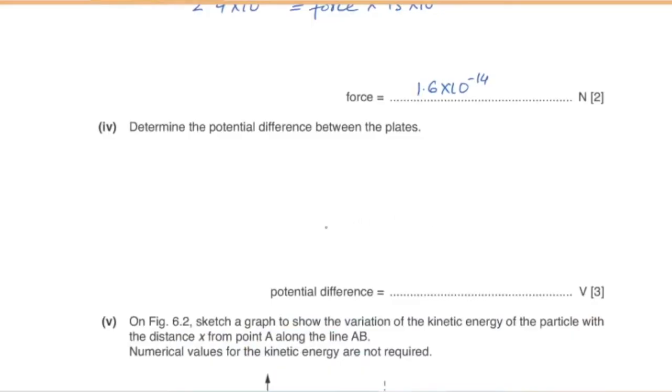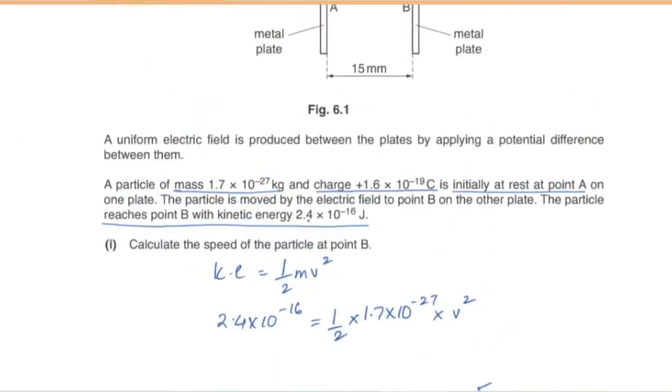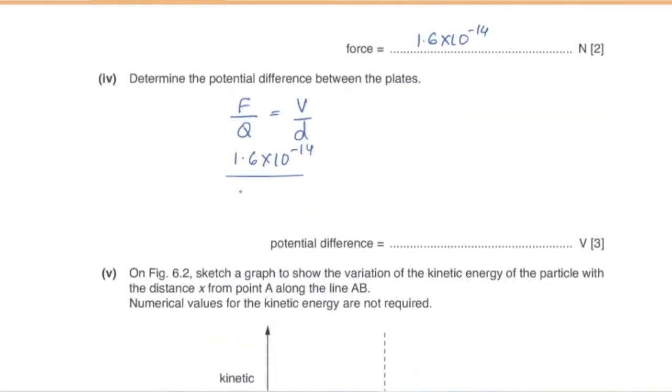Part 4, determine the potential difference between the plates. Now, since we know the electric force exerted on the particle, its charge, and the distance between the charged plates, we can equate the equations. So the electric force divided by charge is equal to the voltage divided by the distance between the plates. The force is 1.6 × 10^-14. The charge of the particle is 1.6 × 10^-19. The voltage is what we have to calculate, and the distance is 15 millimeters, so 15 × 10^-3 meters. Hence, the potential difference between the plates is 1500 volts.